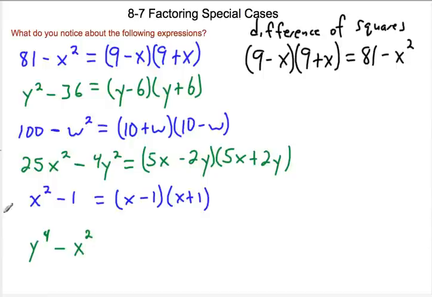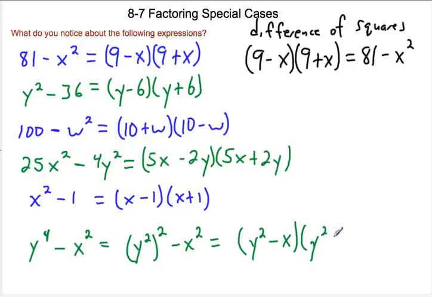All right, and I've got another one hidden for you down here just to make sure that you're clear. This one, although tricky, is also a difference of squares. Y to the fourth is a square. Any even power is a square, and I'll show you how. If I take y squared and square it, you get y to the fourth. So y to the fourth is y squared squared. And so what we really have here, if we want to factor it, is y squared minus x times y squared plus x. And if you don't believe me, you can FOIL it or box method this, and you'll see you get y to the fourth minus x squared.